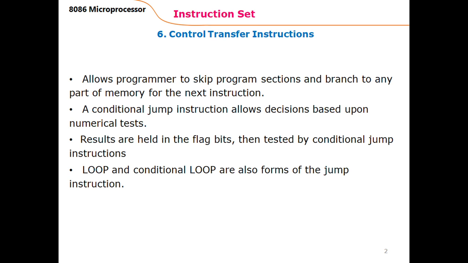The conditional jump instruction allows decisions to be taken based upon the numerical tests performed by compare and test instructions. The results of these numerical tests are held in the flag bits, and these flag bits are then tested by conditional jump instructions, and the jump is either taken or not taken, depending on the condition checked. Loop and conditional loop are also forms of jump instructions.